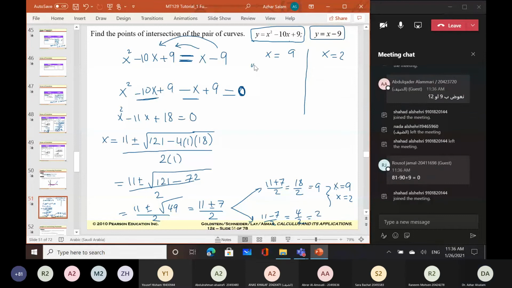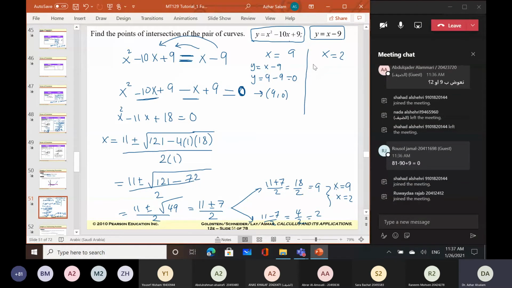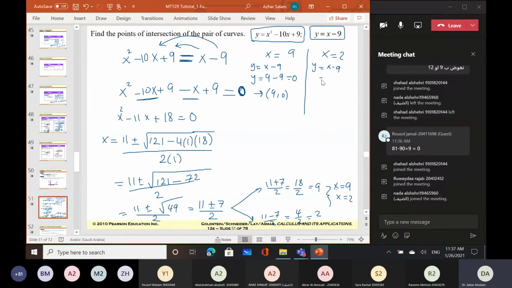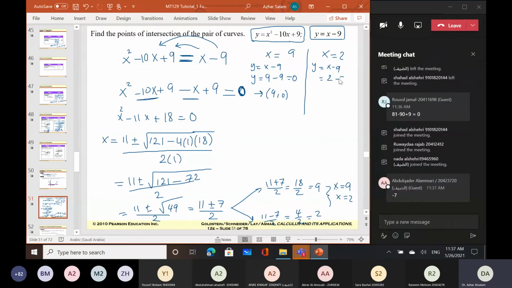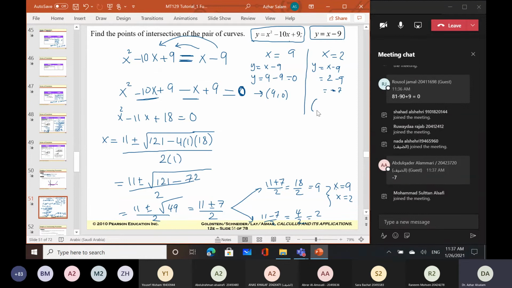So here I will choose y equals x minus 9. So y equals 9 minus 9 will be 0. So the point will be 9 and 0. And for here, y equals x minus 9, which is 2 minus 9, it will be minus 7. Okay, so the point will be 2 and minus 7.